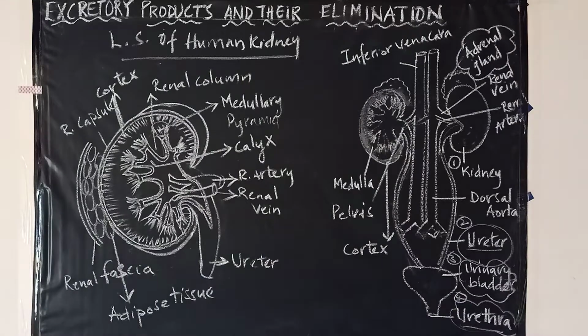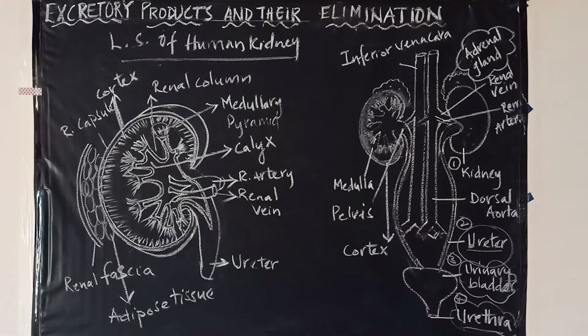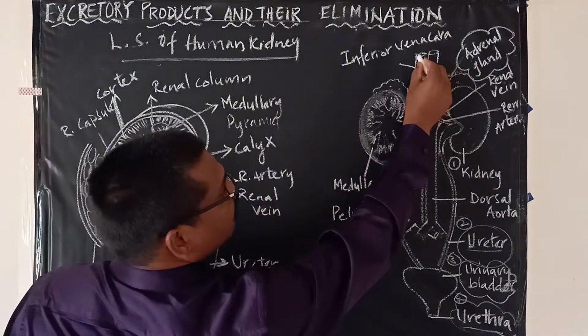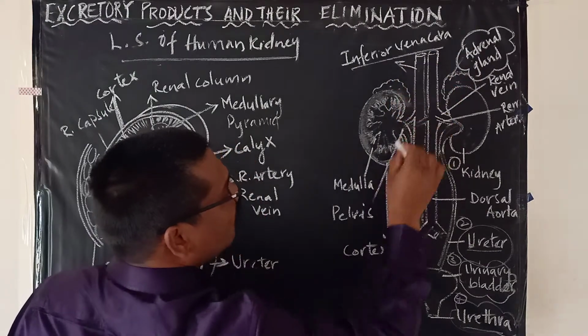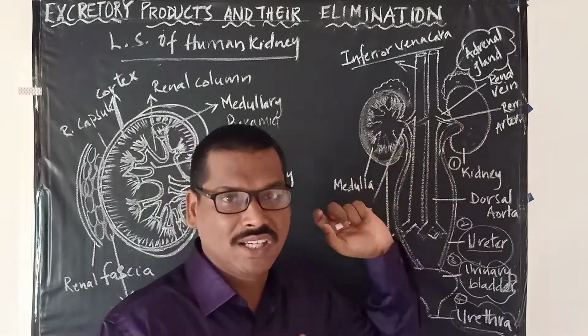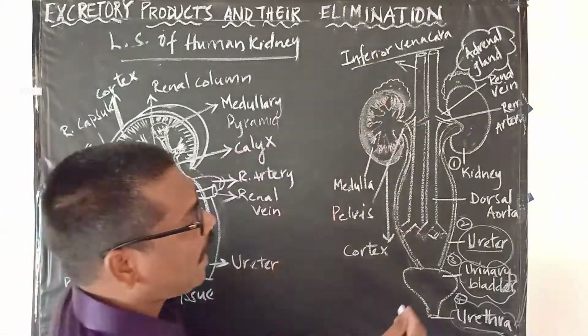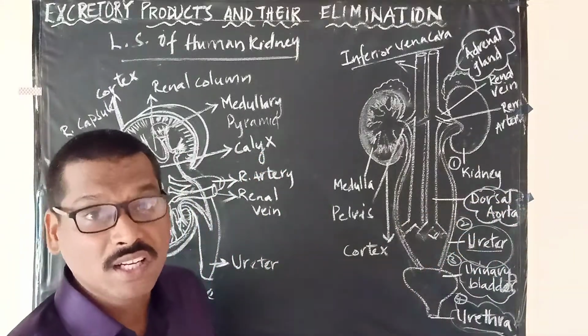What are those two blood vessels? If you are seeing that, they are called the inferior vena cava and the dorsal aorta. See here, this is the inferior vena cava. This is the one blood vessel that is entering now, related to the entry and exit into the kidneys. And there is another one called the dorsal aorta.